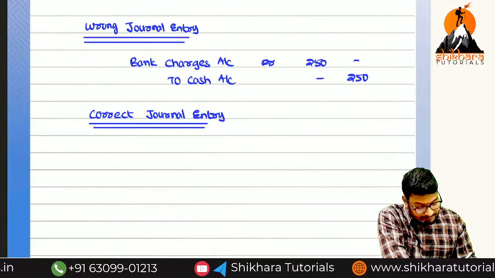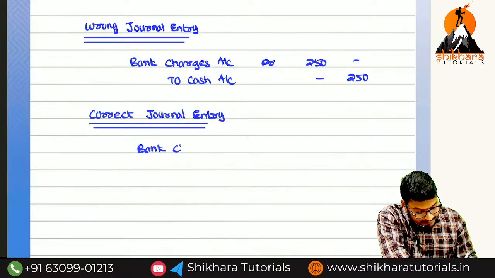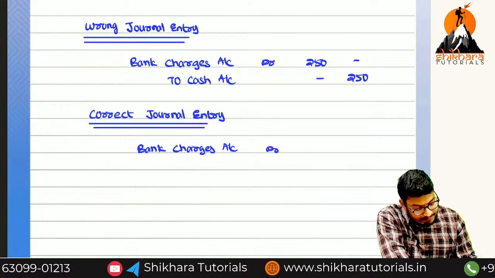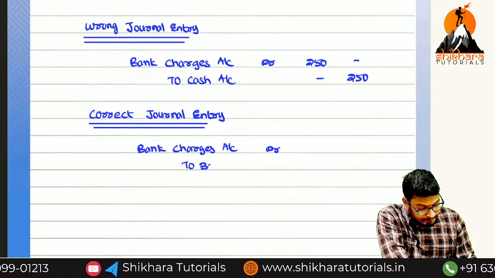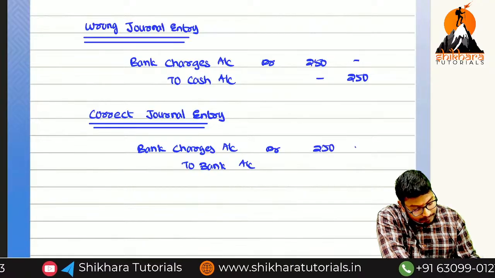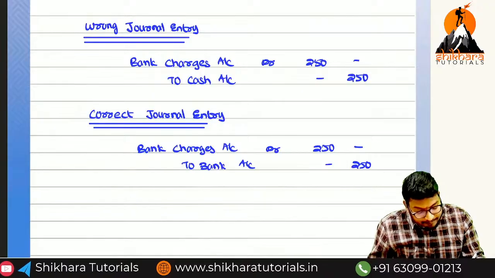Correct journal entry: bank charges account debited to bank account. How much? 250, 250. Now, both sides are debit.